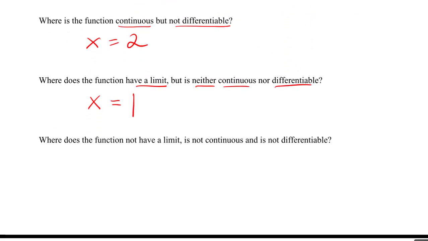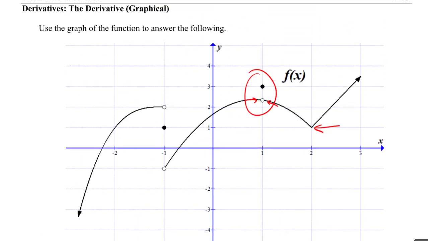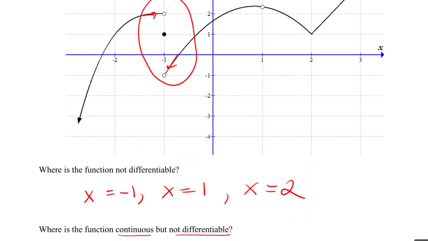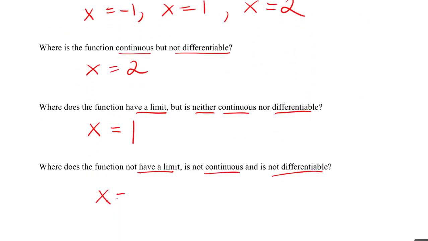Now we want to know, where do we not have a limit of the function, not continuous, not differentiable? Okay, nothing good going on there. And so if we look over here at -1, we do not have a limit because the function heads towards different places as we head to -1. Because it doesn't have a limit, it can't be continuous, and because it's not continuous, it can't be differentiable. So x equals -1.